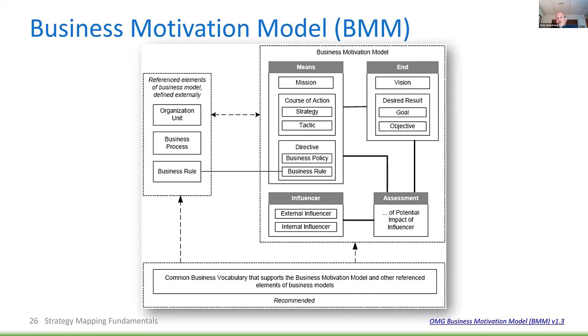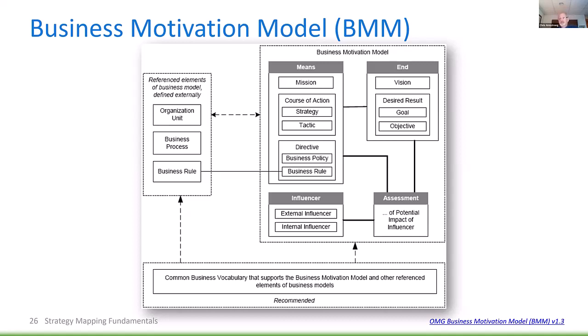But it uses the language of a means to an end, right? And there are three different levels of abstraction of the means. So we have a very high level mission. That mission then needs to be turned into a set of courses of action. And there are two levels of those, strategies and tactics. And then the means are going to be constrained by directives, which are policies and rules. So these directives either prescribe that you must do something a certain way because of organizational or regulatory policy, or you cannot do it a certain way for the same reasons.